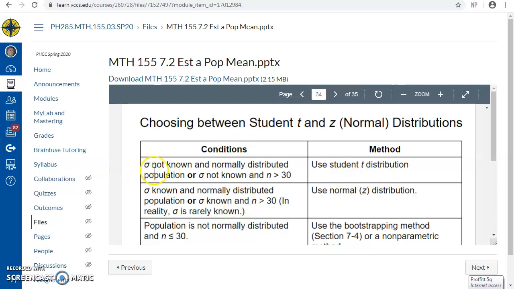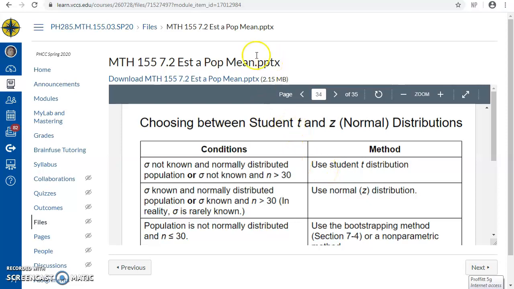So look at this first one. If sigma is not known, which we don't know it, it told us that in the problem, and it's normally distributed, which our population is not normally distributed, or sigma is not known and our sample size is larger than 30, which our sample size in my problem was 64. So we do not know sigma, and our sample size is greater than 30, so therefore we're going to use the t distribution, okay?